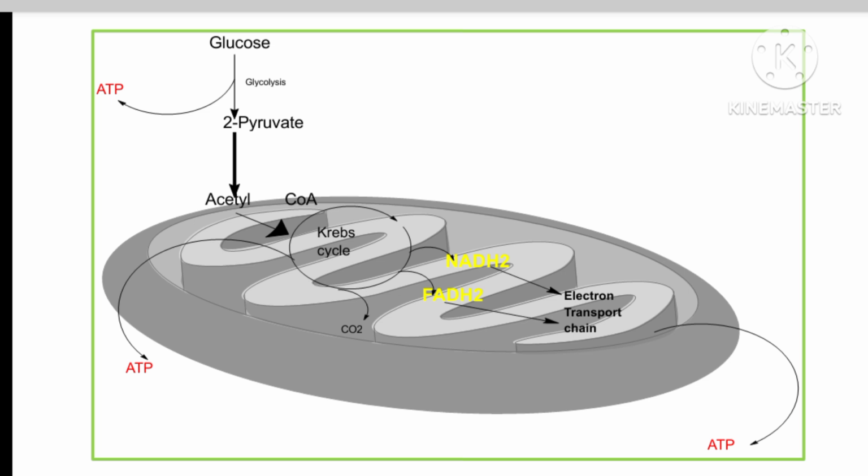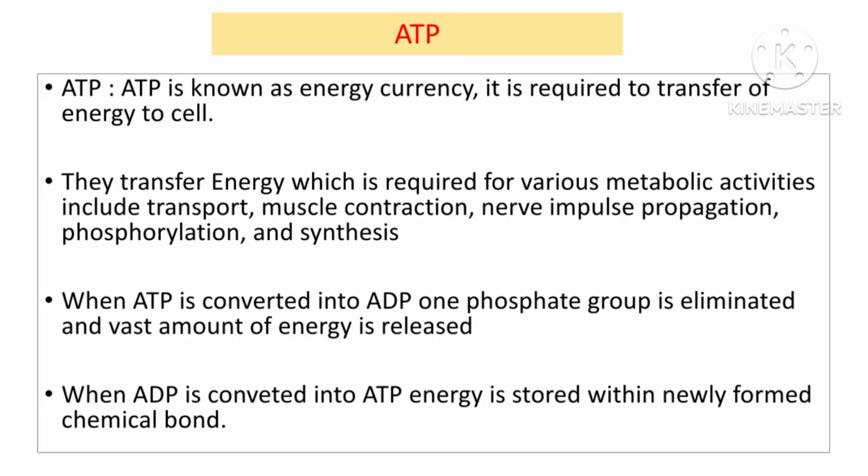That acetyl CoA enters Krebs cycle, and in Krebs cycle, carbon dioxide, some of the ATPs, and NADH2 and FADH2 are released. Then NADH2 and FADH2 further enter the electron transport chain, and in that electron transport chain they are converted into ATP. ATP is known as the energy currency of the cell.